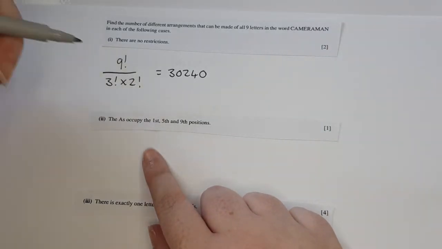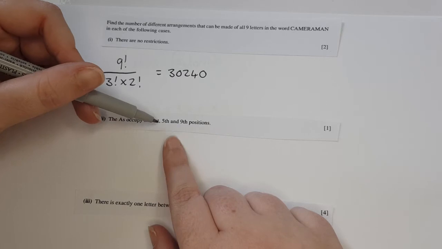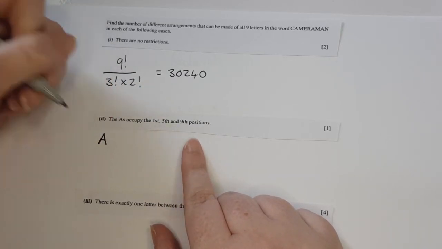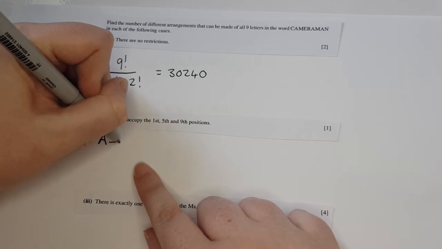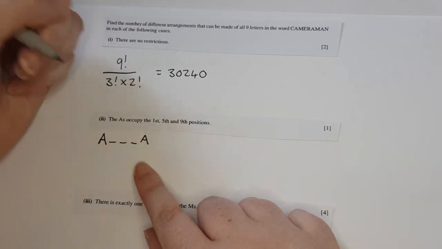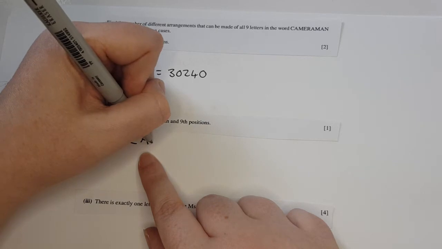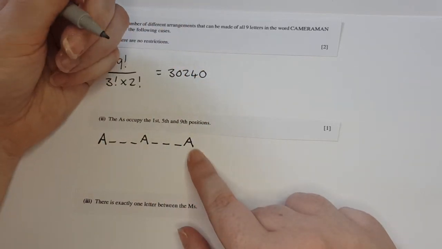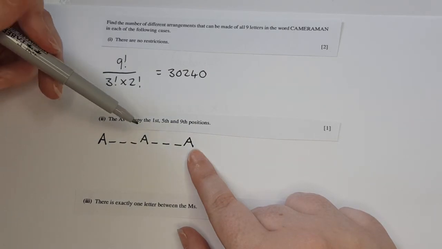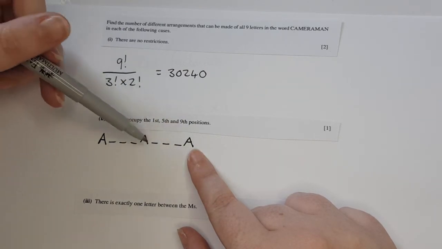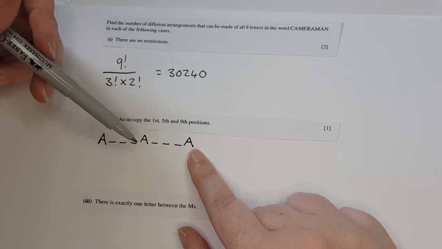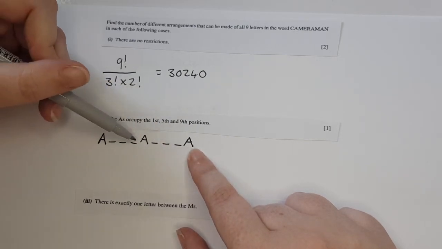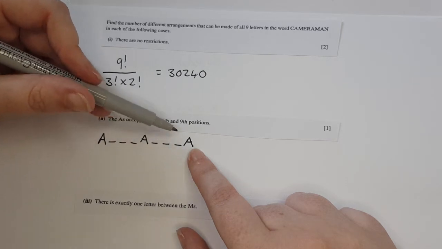Then they say the A's occupy the 1st, 5th, and 9th positions. So that means I have A first, then 2, 3, 4, and then an A for the 5th position, and then 6, 7, 8, and then an A in the 9th position. So those letters have already been given their own specific places, so we don't need to include them anymore. We leave the A's out, and we only need to arrange the letters in the spaces that we're missing.